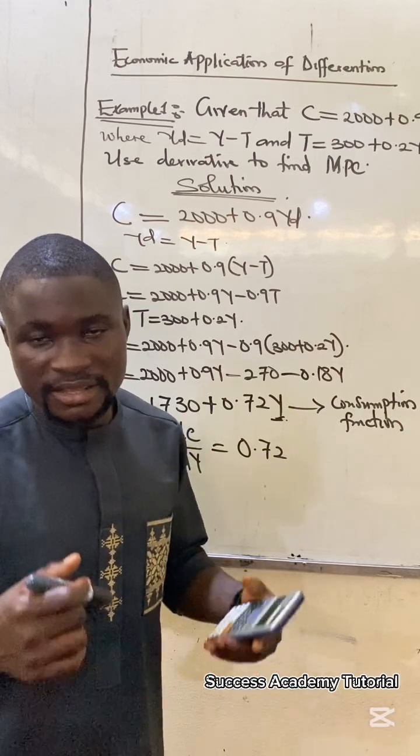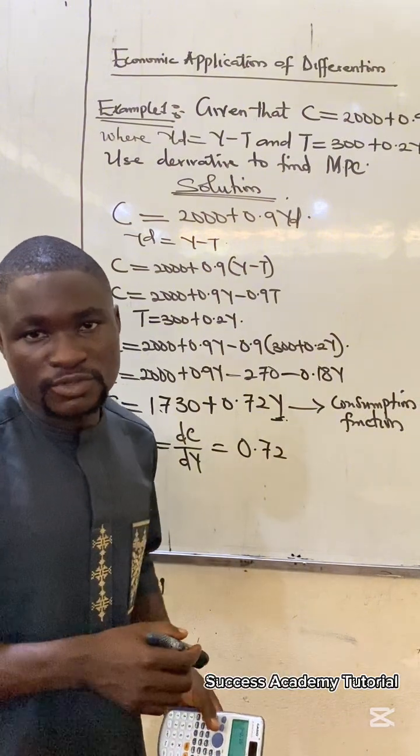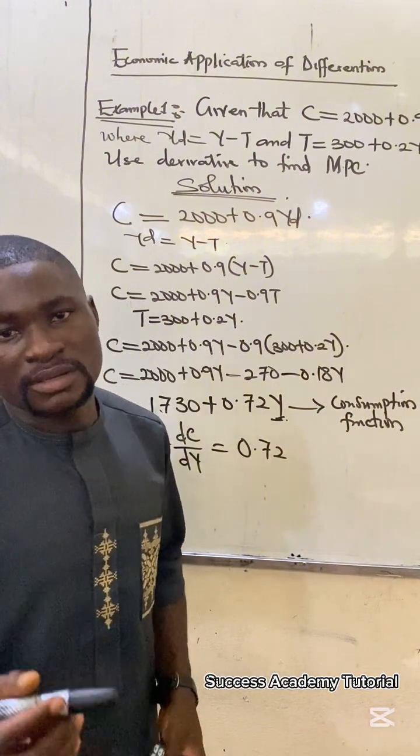Don't forget that MPC can also mean the slope of the consumption function. Don't forget that it's always that, and it is also the derivative of the consumption function with respect to income, change in income.